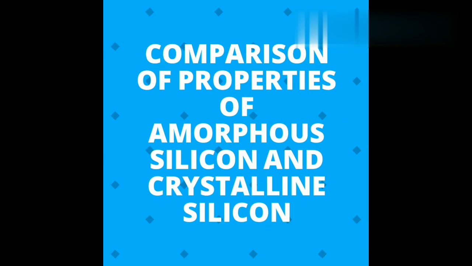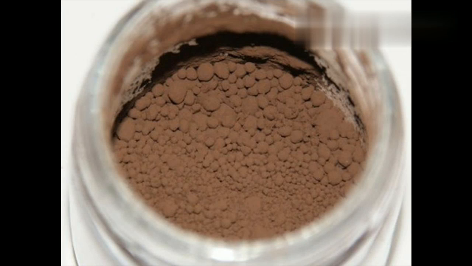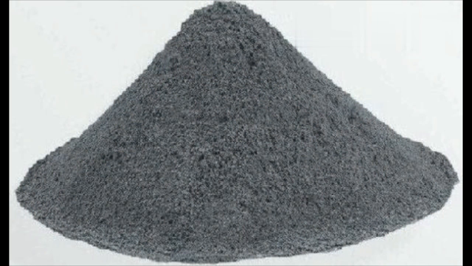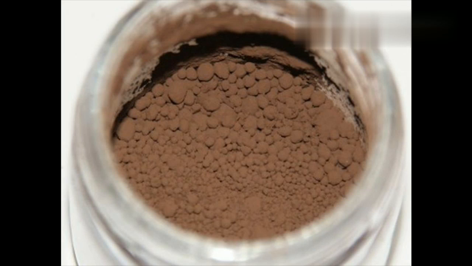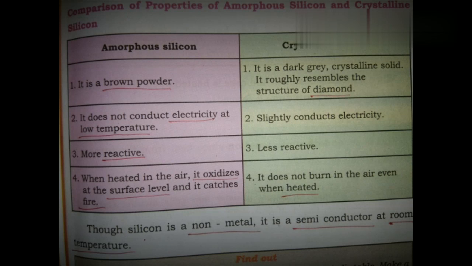Comparison of properties of amorphous silicon and crystalline silicon. Amorphous silicon is a brown powder. Crystalline silicon is a dark gray crystalline solid. It roughly resembles the structure of diamond. Amorphous silicon doesn't conduct electricity at low temperature. Crystalline silicon slightly conducts electricity.